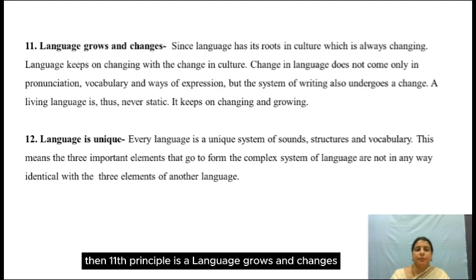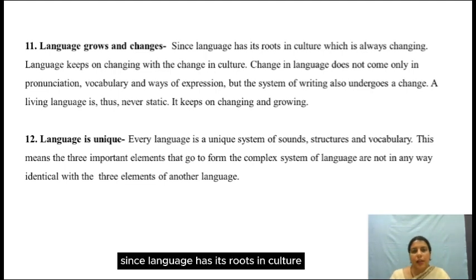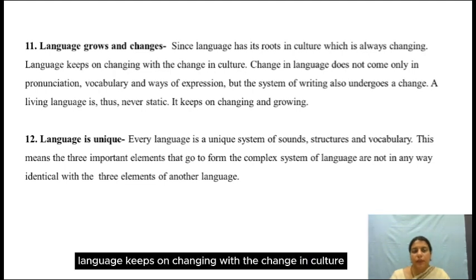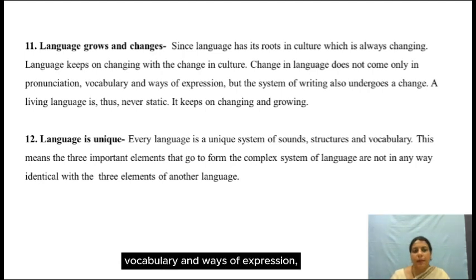Then 11th principle is language grows and changes. Since language has its roots in culture, which is always changing, language keeps on changing with the change in culture. Change in language does not come only in pronunciation, vocabulary, and ways of expression, but the system of writing also undergoes a change. A living language is thus never static, it keeps on changing and growing.